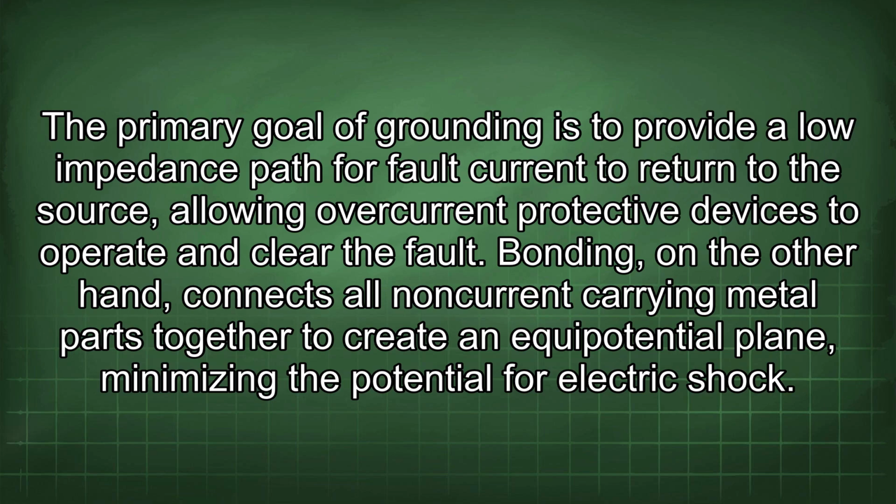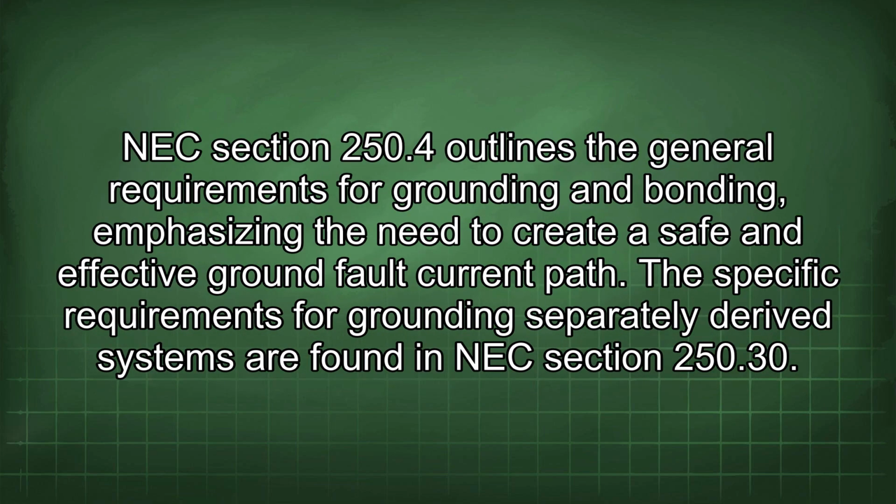Bonding, on the other hand, connects all non-current carrying metal parts together to create an equipotential plane, minimizing the potential for electric shock. NEC Section 250.4 outlines the general requirements for grounding and bonding, emphasizing the need to create a safe and effective ground fault current path. The specific requirements for grounding separately derived systems are found in NEC Section 250.30.